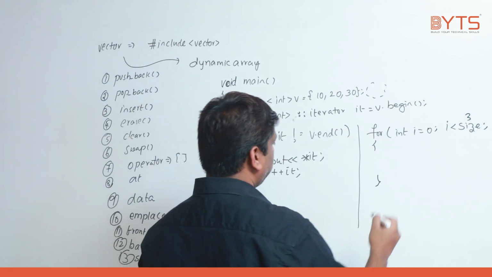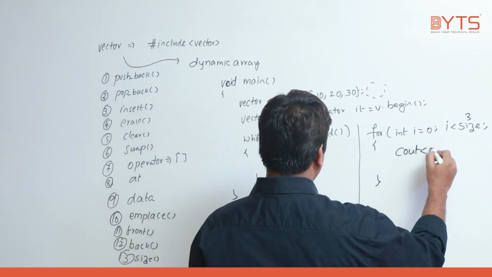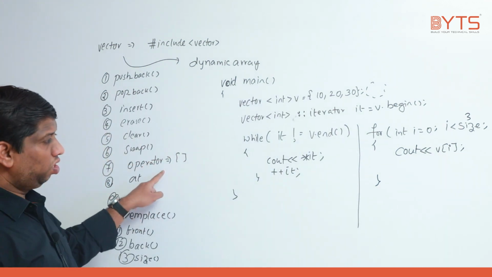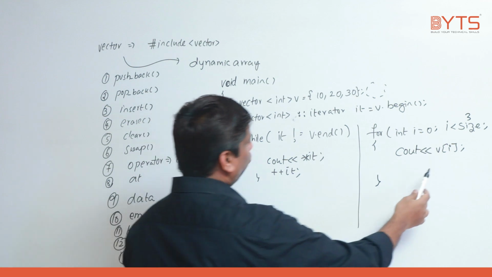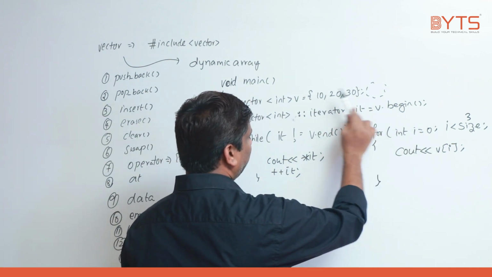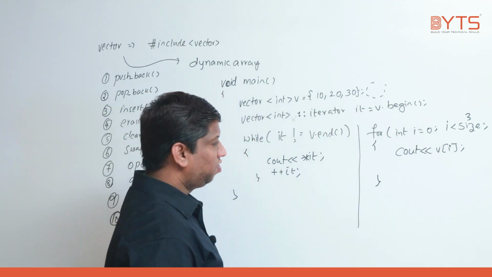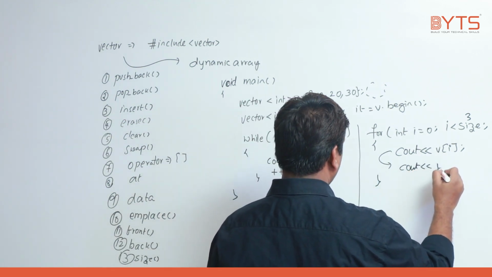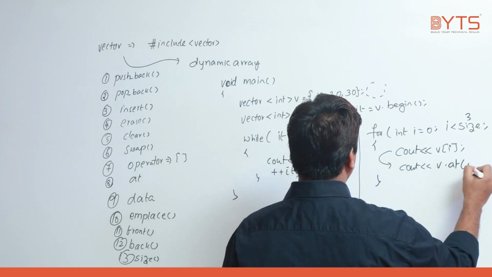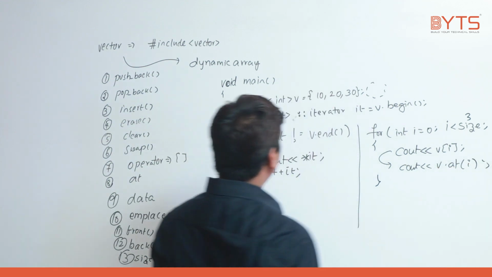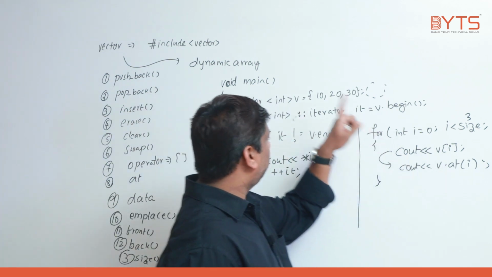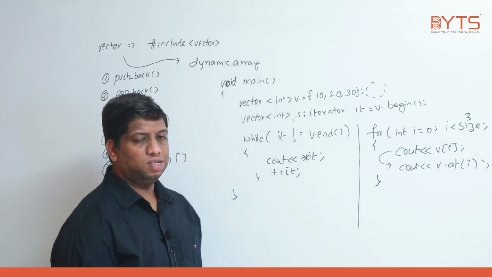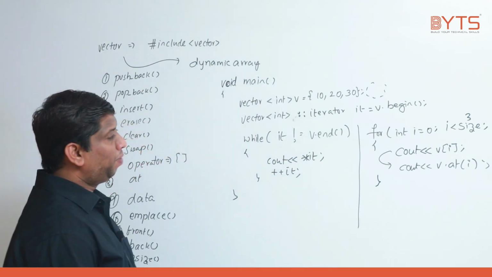Now what can I do? cout << v[i]. I told you, right? Here we can use the index operator also. v[0] is 10. v[1] is 20. v[2] is 30. Instead of this, how can I write? cout << v.at(i). v.at(i), right? So v.at(1), at(2), at(3), like that we can write, whichever way you want. These are the two ways that we can print the data.